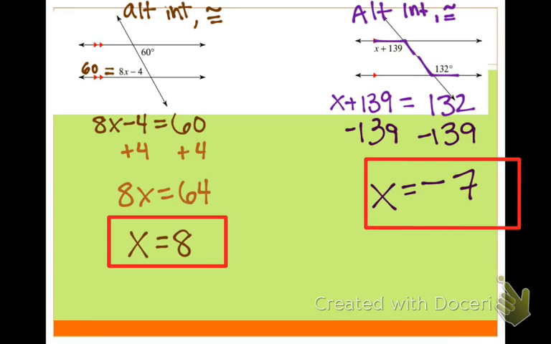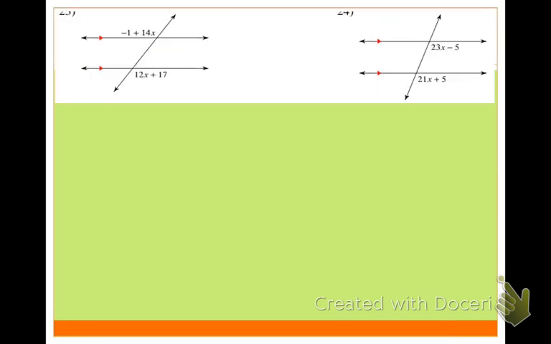All right, we got one more to do together. We've already done this one, right, on the left? So we'll do the right problem. What relationship do these two angles have? Corresponding. Make sure you pick up the notes. So corresponding.